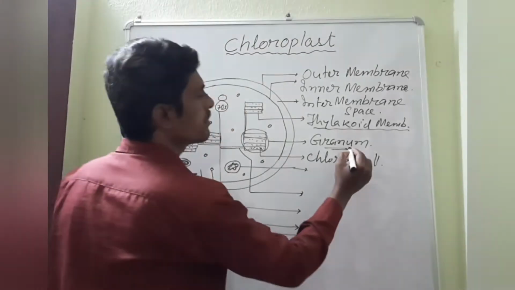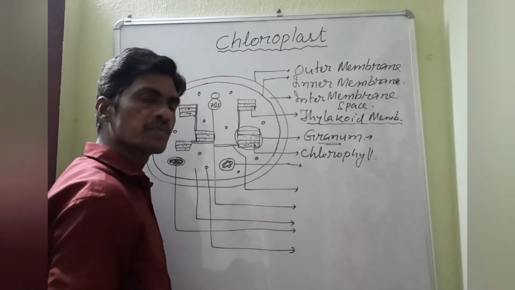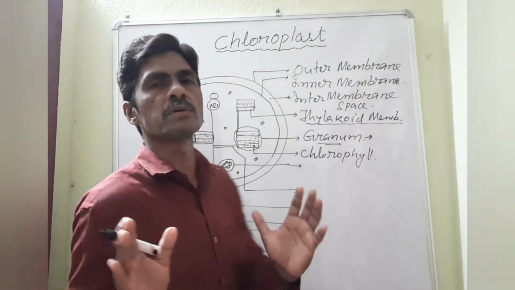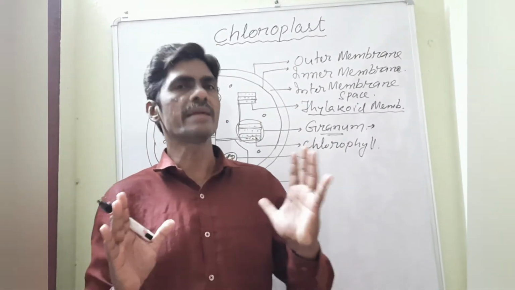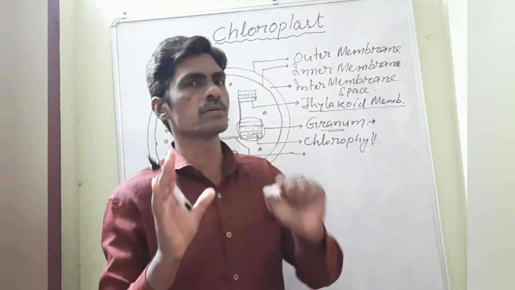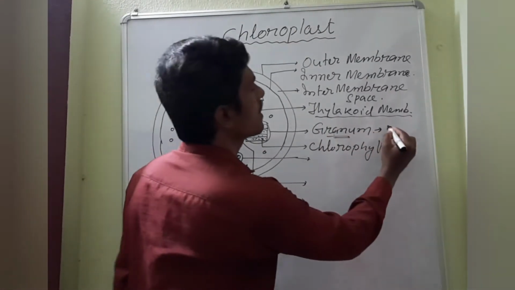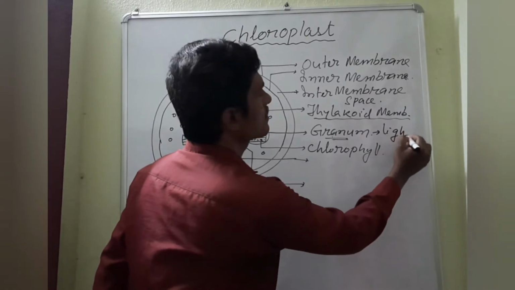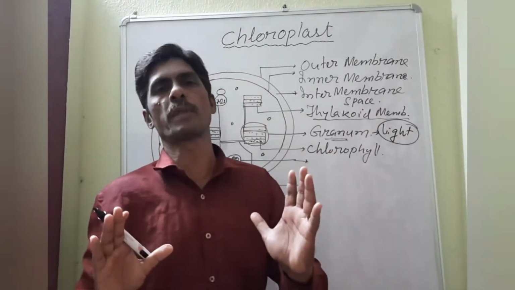Now here are the very important points. In the chloroplast, photosynthesis takes place. Photosynthesis takes place by two processes. One is called light reaction, another is dark reaction. Now see, the light reaction is carried out by the presence of this granum only. So in granum we can write light reaction. Light reaction takes place in the granum part of the chloroplast.